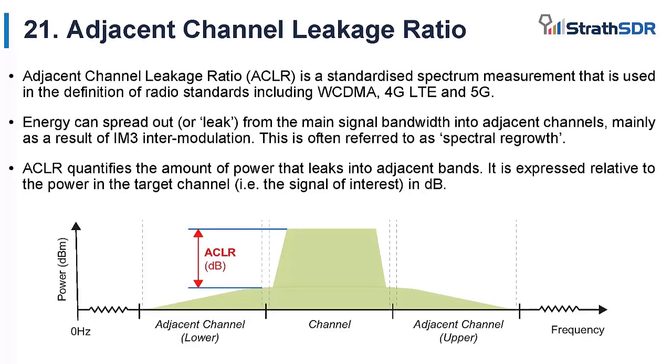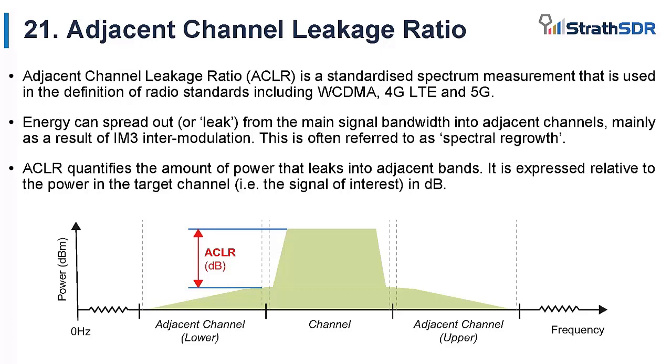This concept of intermodulation products, and specifically IM3, is linked to the idea of adjacent channel leakage ratio, or ACLR, which is a standardized measurement used in radio standards such as 4G LTE and 5G. Energy spreads out from the main signal bandwidth into adjacent channels as a result, mostly, of IM3 intermodulation. Sometimes this is also referred to as spectral regrowth.